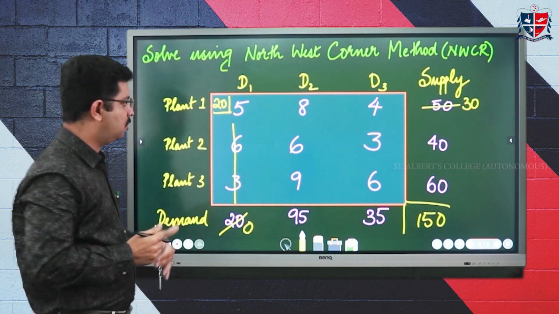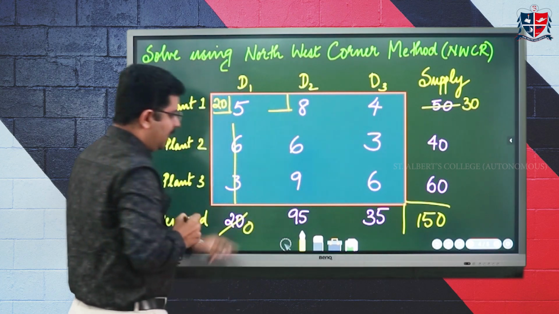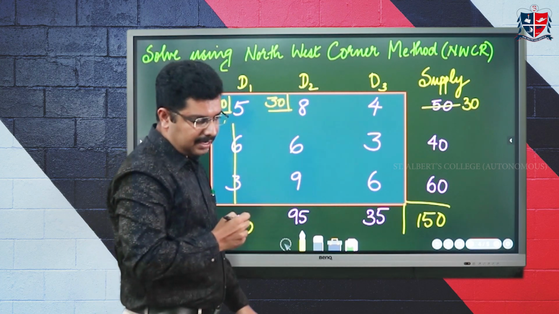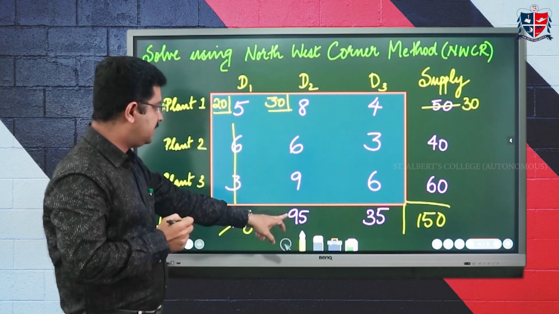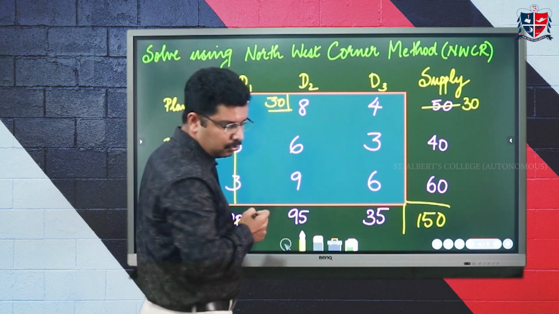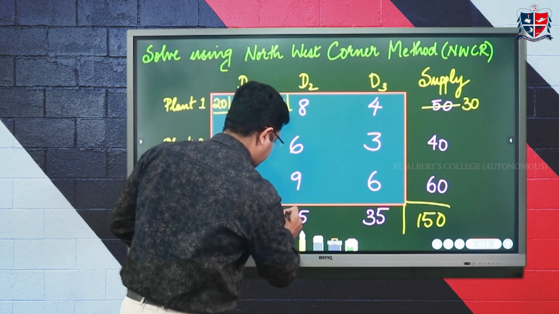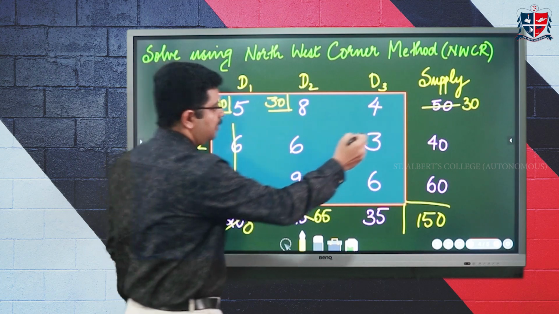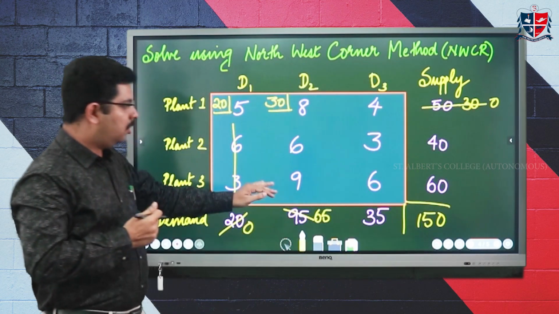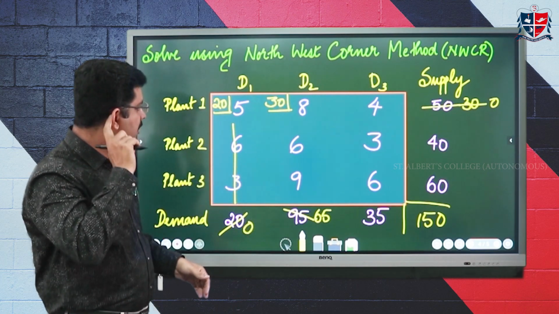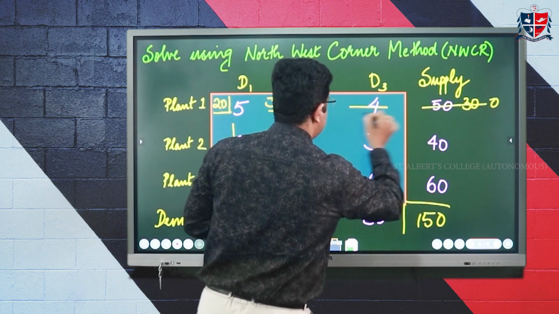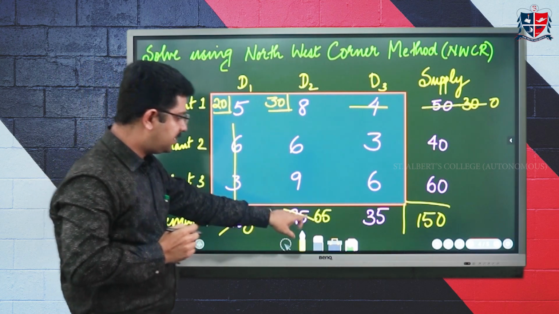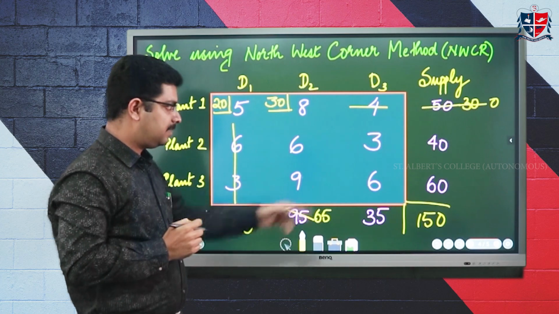Go for the next northwest corner cell. The next northwest corner cell is this one, and there is 95 and 30. Put the least one, that is 30. So what is left after this? 95 minus 30 becomes 65. So put 65. Here it becomes 65 and that 30 is also gone. This is 0. Now go for the next allocation. This row is also gone because there is nothing left there. So the next northwest corner cell is 6. Here you have 65 and 40. Which is the least? 40 is the least.